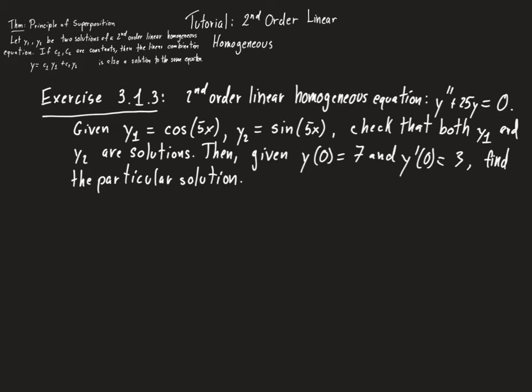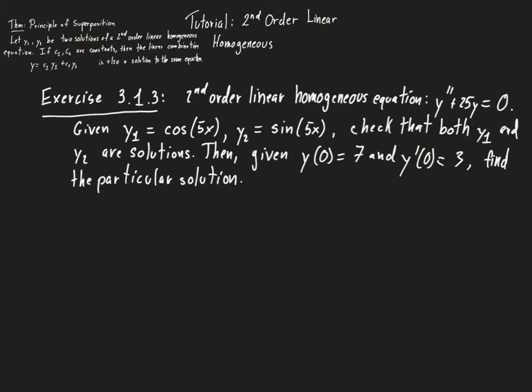Here's the problem that I'm going to tackle in this video. It is exercise 3.1.3 from the textbook. This exercise gives us a second-order linear homogeneous equation, y double prime plus 25y equals 0. You can see it is homogeneous because the right-hand side is 0, and clearly it is linear because there's nothing fishy going on here.